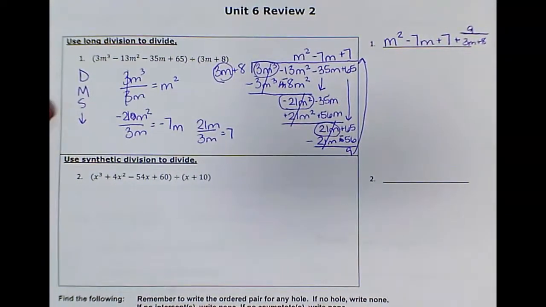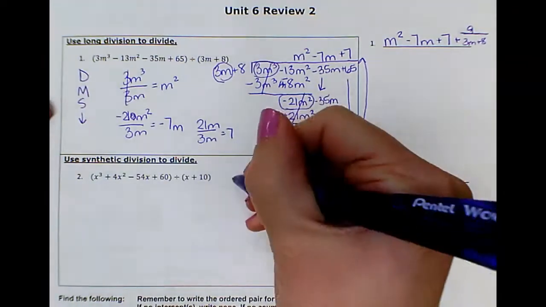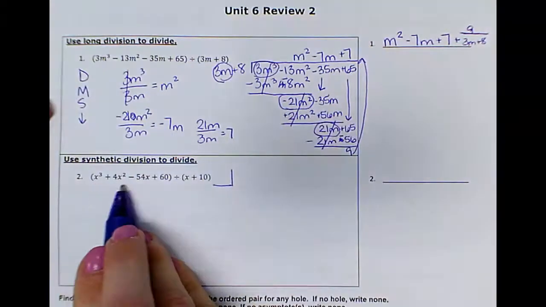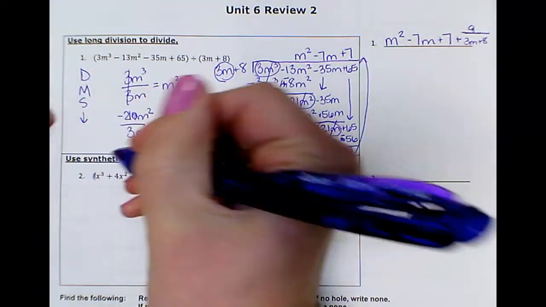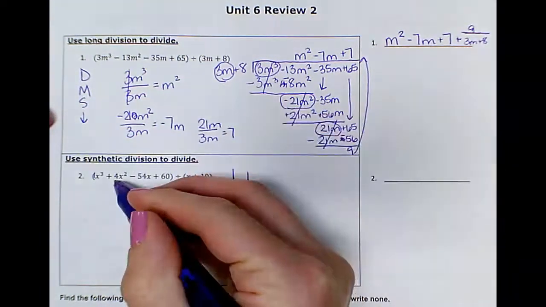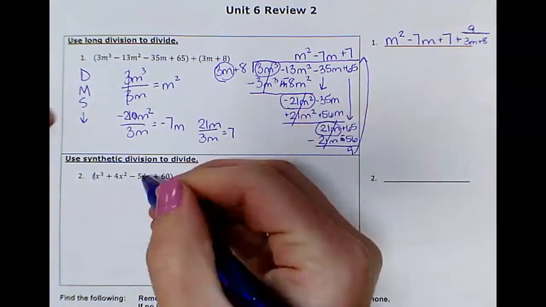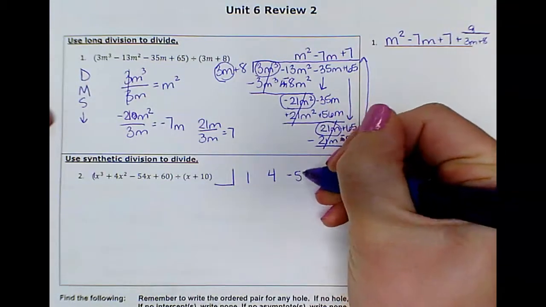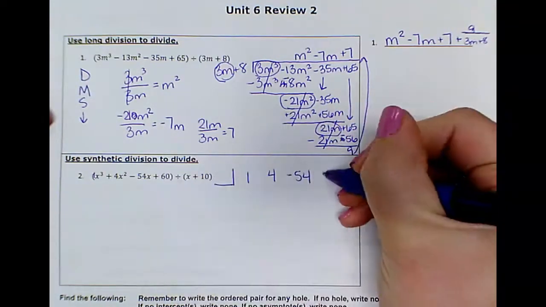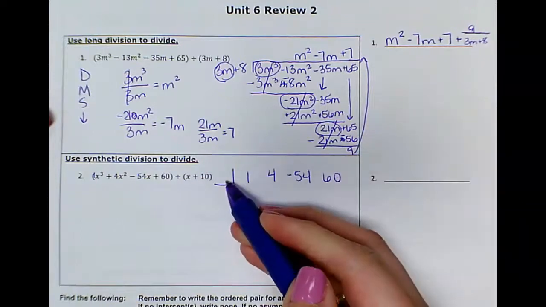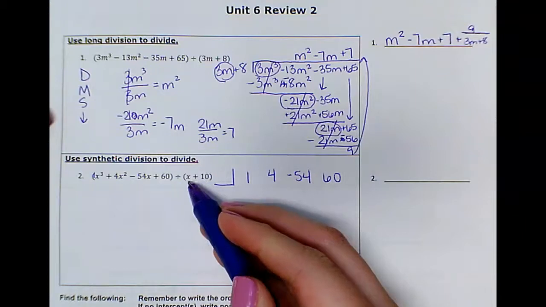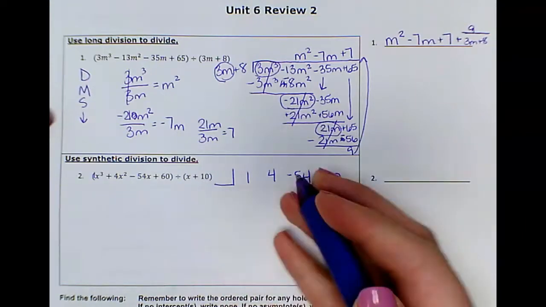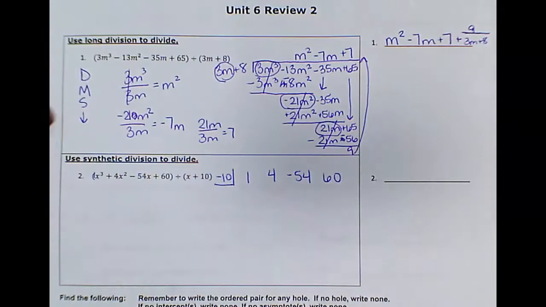All right, let's move on to number 2, using synthetic division to divide. So for synthetic division, I'm going to write the coefficients of my polynomial that I'm dividing out in a row. So this is 1x cubed, 4x squared, negative 54x, and 60. My r value up here is the opposite of my constant here that I'm dividing by. So if x plus 10, that means minus 10 is my r value.